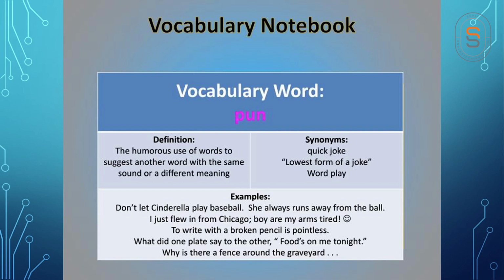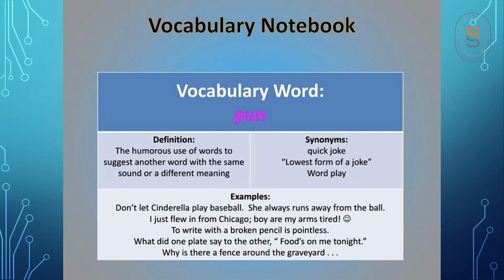Don't let Cinderella play baseball. She always runs away from the ball. So there's a pun on the word ball. On the one side it can mean the round thing that you play baseball with, and on the other hand it can mean the event where the prince and Cinderella danced. That was also a ball. Obviously, at 12 o'clock she ran away.